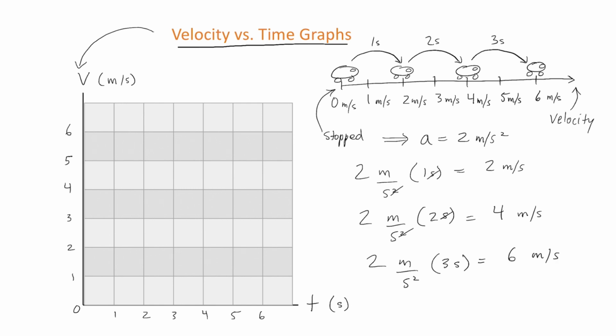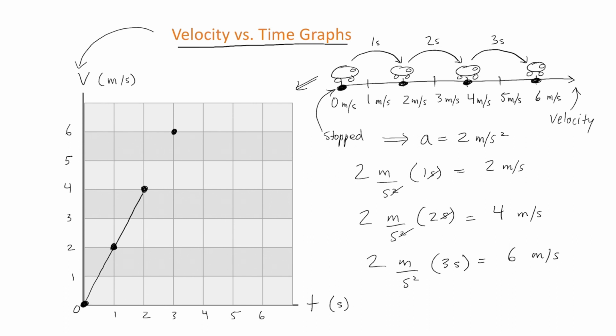Now that we understand how the car's velocity changes over time, let's plot this on our velocity versus time graph. Initially, we're right here at 0 meters per second, and no time has passed, so our first point will be right here at 0, 0. And then in 1 second, the car speeds up to 2 meters per second, so we mark that here. The car then speeds up to 4 meters per second after 2 seconds, so we mark that here. And finally, the car reaches 6 meters per second after 3 seconds.